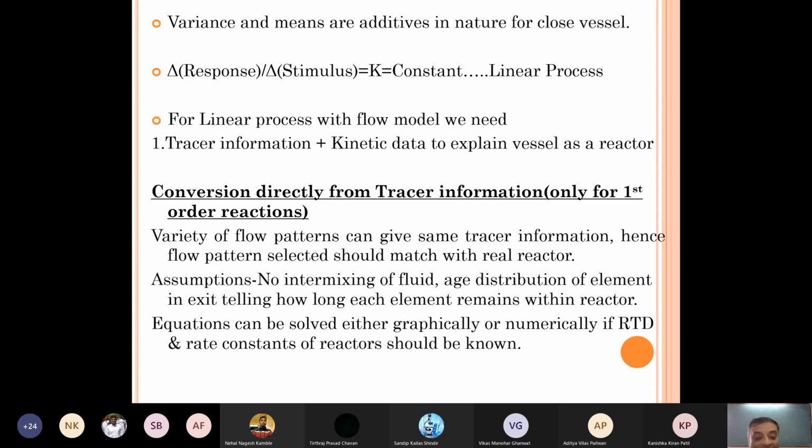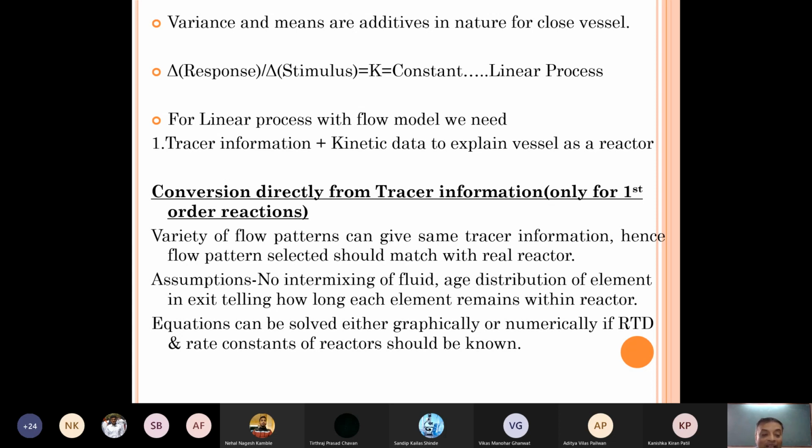Okay, then we have to go for some assumptions. No intermixing of fluid. First assumption is no intermixing of fluid. No intermixing of fluid means plug flow. Age distribution of element in exit, telling how long each element remains within the reactor. So age of each element we are having. Age means what? That element remains in the reactor for how much time? That age we are having with us. Okay, age distribution of element in exit, telling how long each element remains within the reactors. Getting or not? So for how much time element remains in the reactors, that data we are having in our hand.